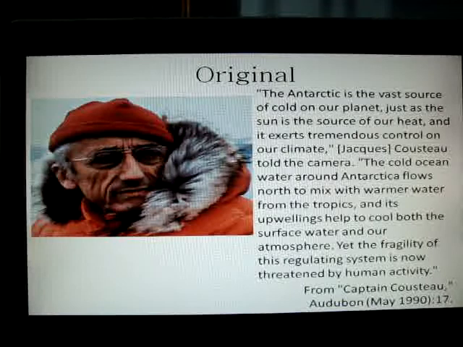So anyway, back in May of 1990, 30 years ago, Jacques Cousteau made the following observation. The Antarctic is the vast source of cold on our planet, just as the sun is the source of our heat, and it exerts tremendous control on our climate, Jacques Cousteau told the camera. The cold ocean waters around Antarctica flow north to mix with warmer water from the tropics, and its upwellings help to cool both the surface water and our atmosphere. Yet the fragility of this regulating system is now threatened by human activity.